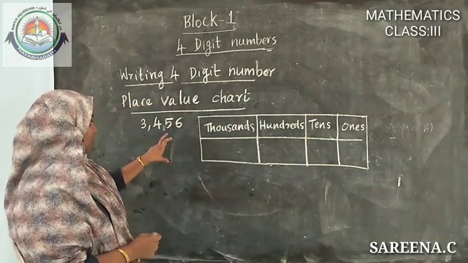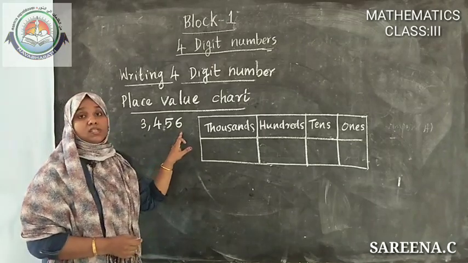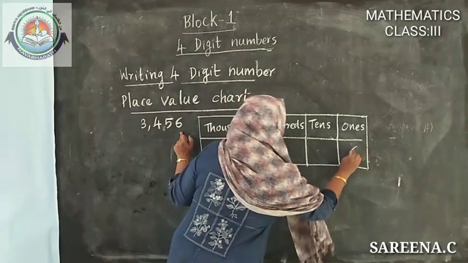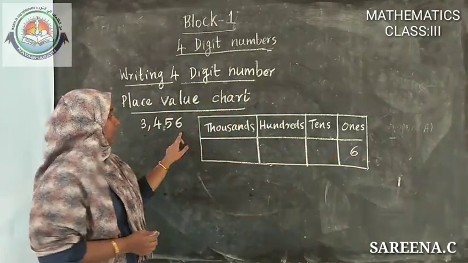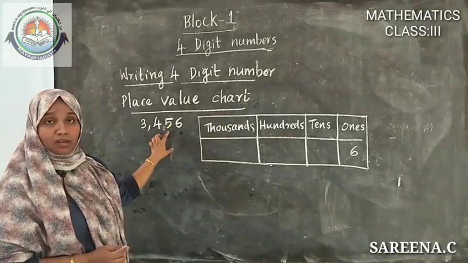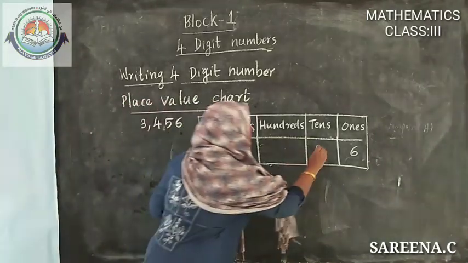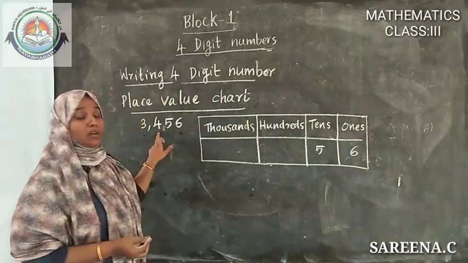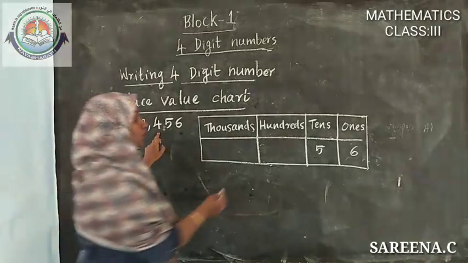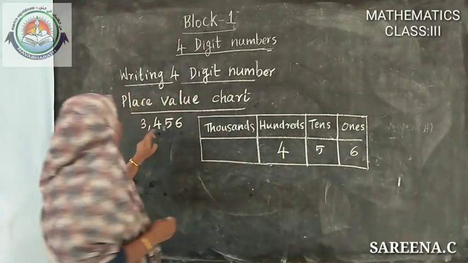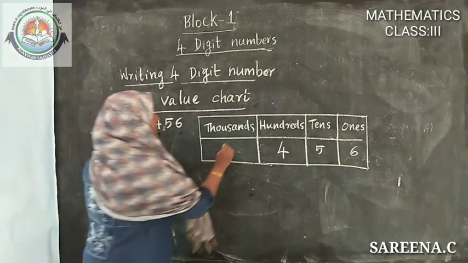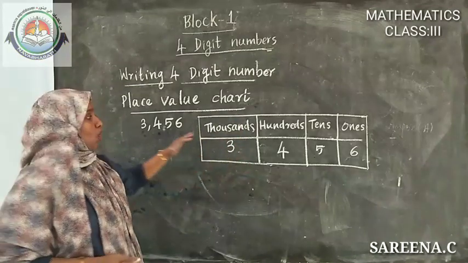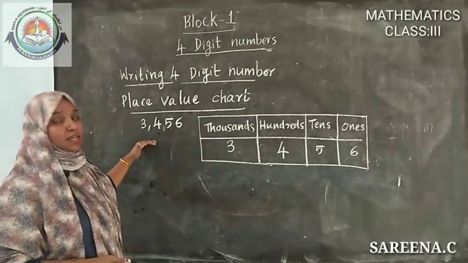See here, children, how many ones are here? 6. So the number 6 we write here. And how many tens are here? 5. So we write 5 here. Then how many hundreds are here? 4. And how many thousands are here? 3. So this is the place value chart of this number. We can see another number.